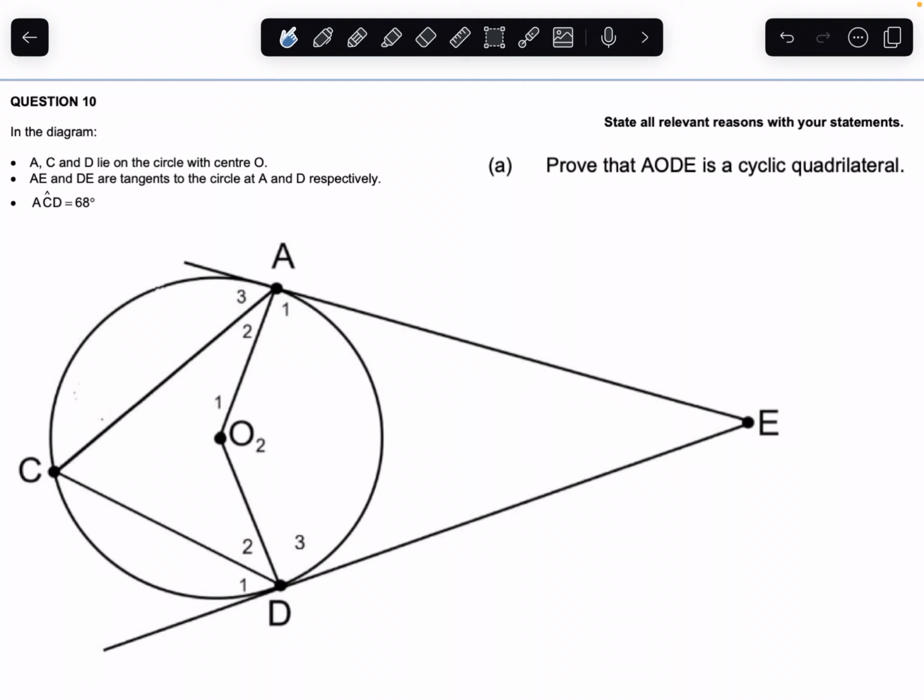Welcome to another nostalgic ramble. We are looking at IEB's November 2023 paper 2, question 2.